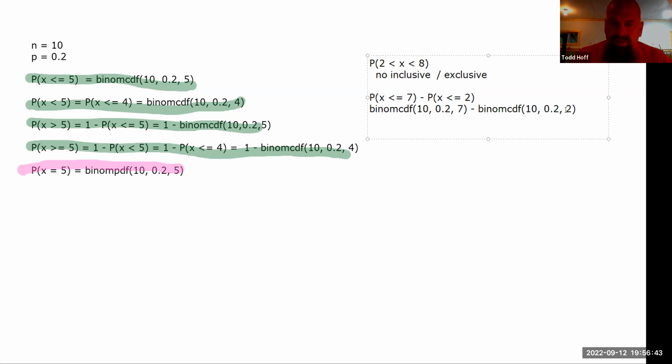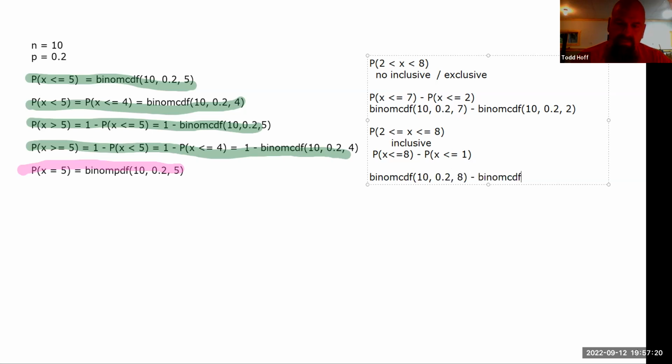What if it was inclusive? So the probability that 2 is less than or equal to X, which is less than or equal to 8. This is what we would refer to as inclusive. The endpoints are part of the probability. Well, this is the probability that X is less than or equal to 8, minus, since the 2 is included, we're only going up to the 1. So binom CDF, 10, 0.2 probability up to 8, minus the binom CDF, 10, 0.2 probability up to 1.